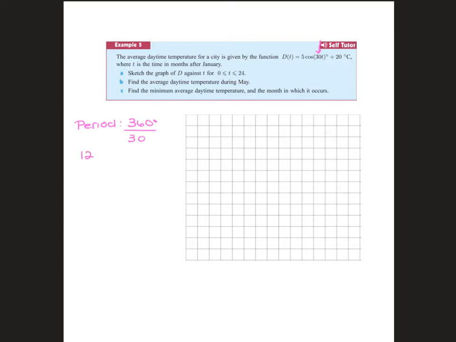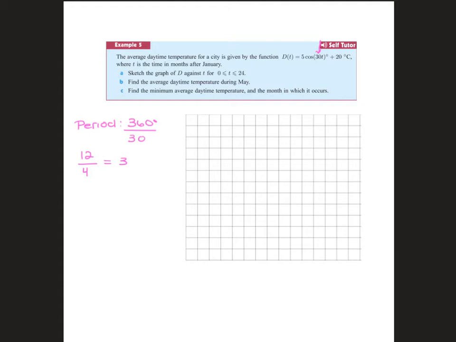That's how many months after January it takes to complete one full cycle. Because remember, t represents the time in months after January. So we're going to break this up. Go ahead and break up your 12 into fourths. So you have 3. You're going to start with 3 months after January, and you're going to keep adding 3 each time. So we're going to go ahead and work with that.